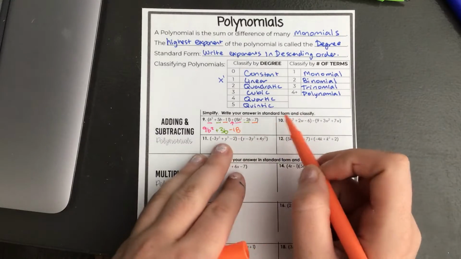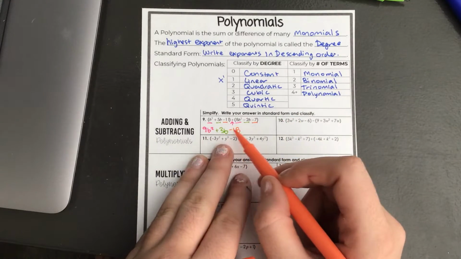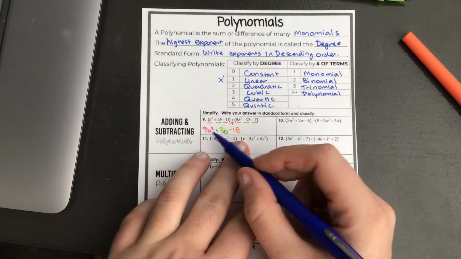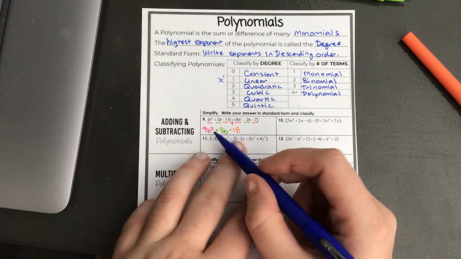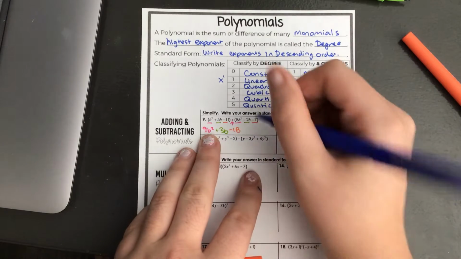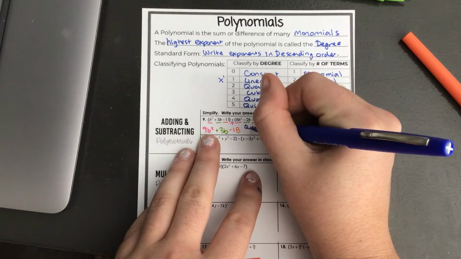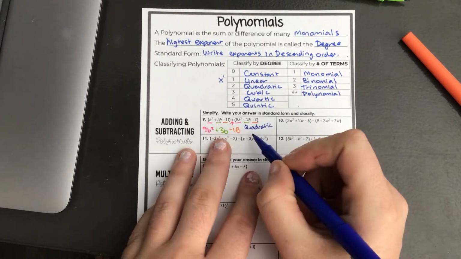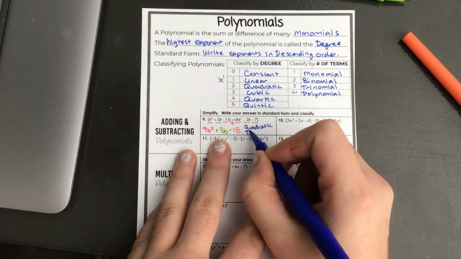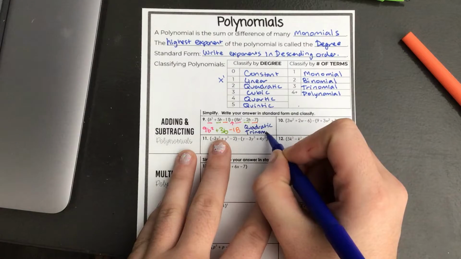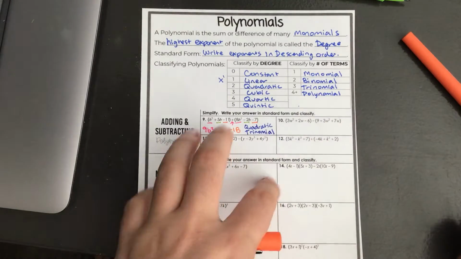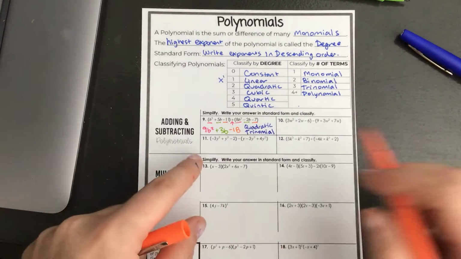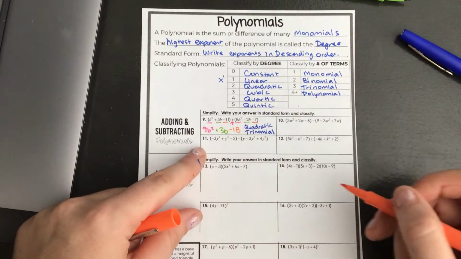So write your answer in standard form. We did that, highest, lowest, lowest. Now we need to classify. I see that there is a degree of 2, so it's going to be quadratic. And there's 3 terms, so it's a quadratic trinomial. Let's do another one together. Skip 10, you guys can do 10, I'll do 11.